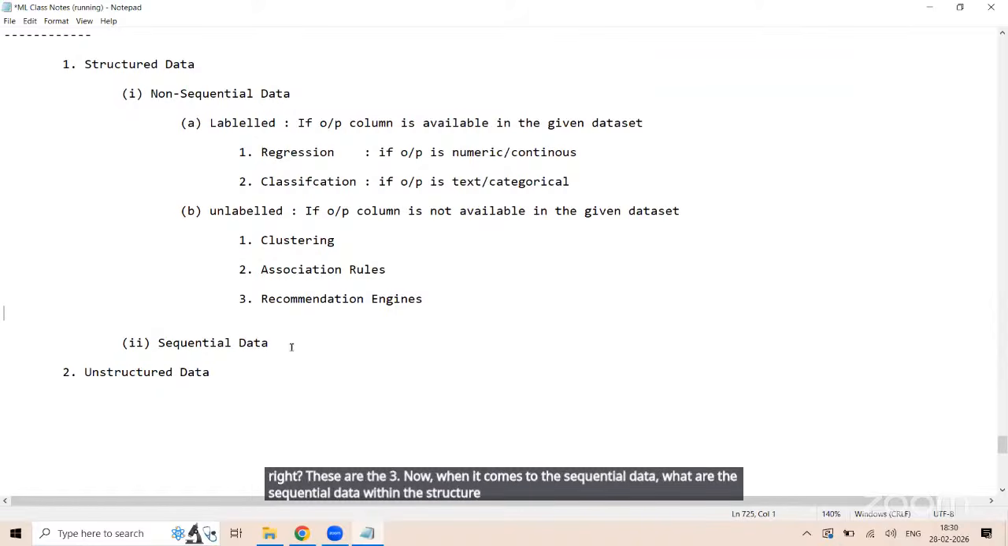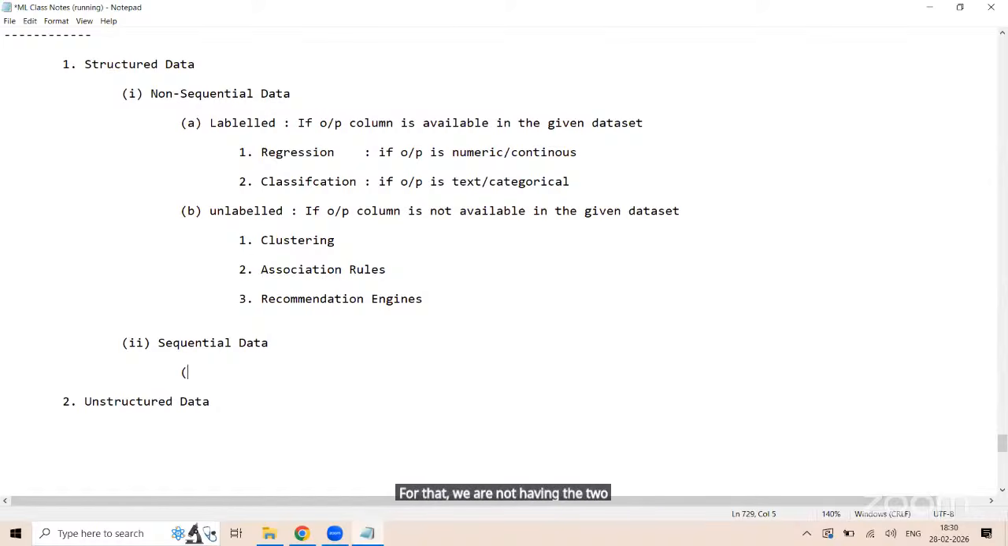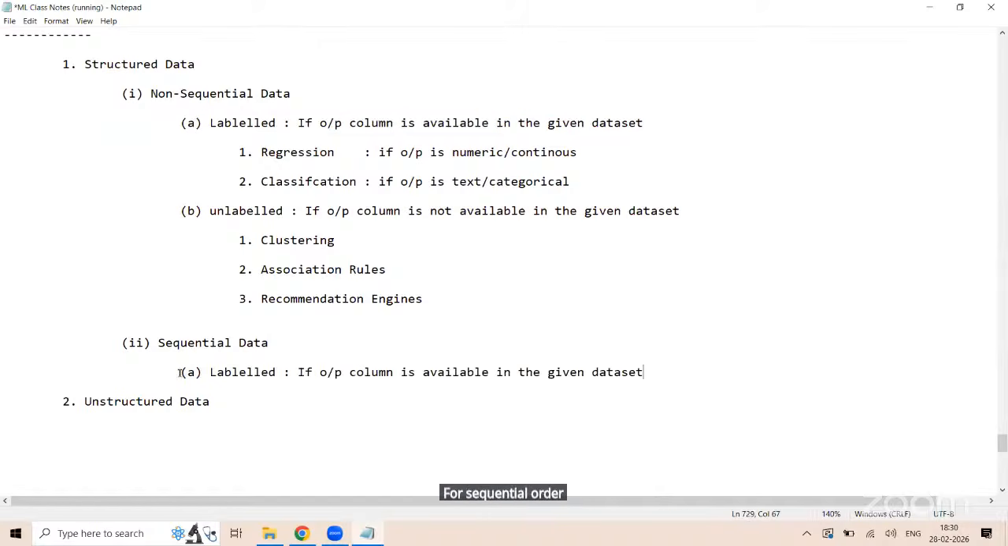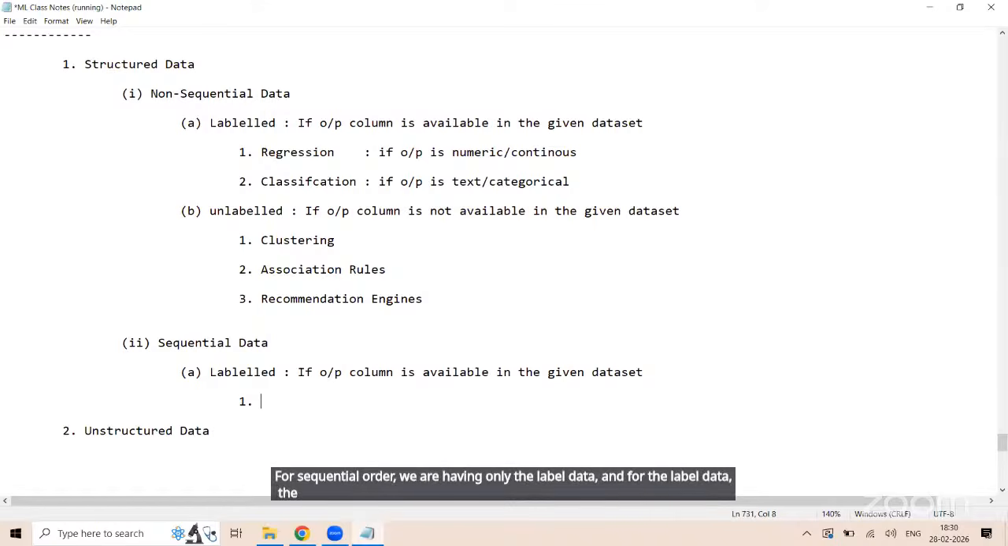Within the structured sequential data, we do not have two options. We have only one option, called labeled data. For sequential order, we have only the labeled data. And for the labeled data, the project we are going to apply is called time series forecasting. This is the project name.